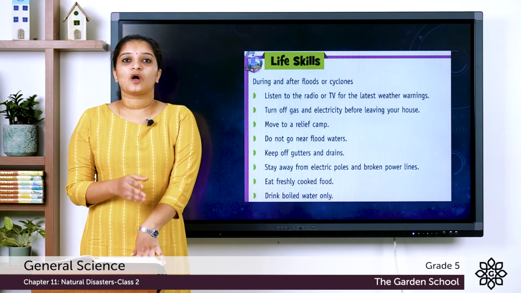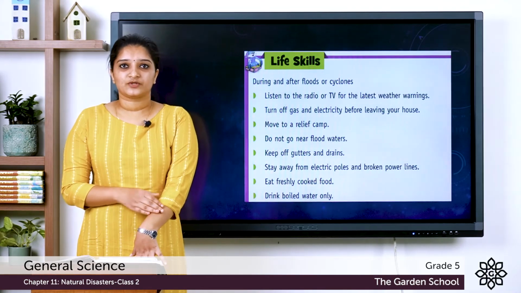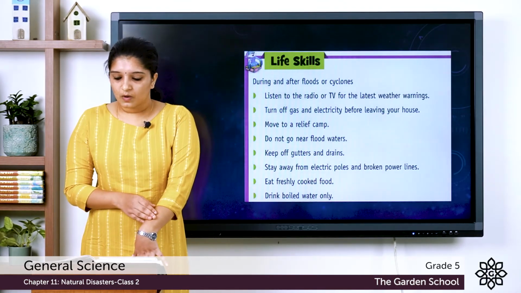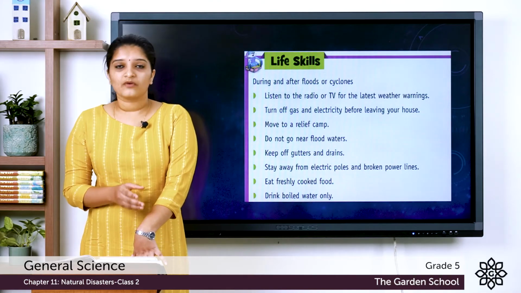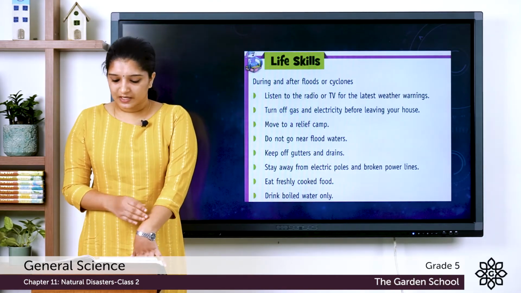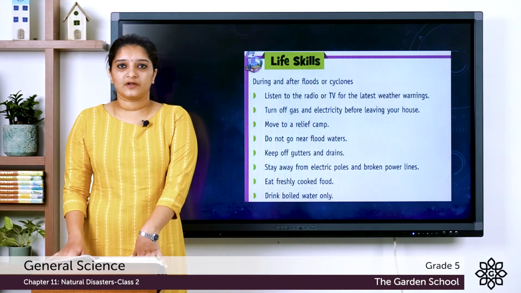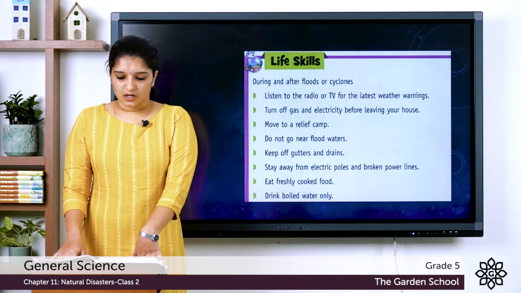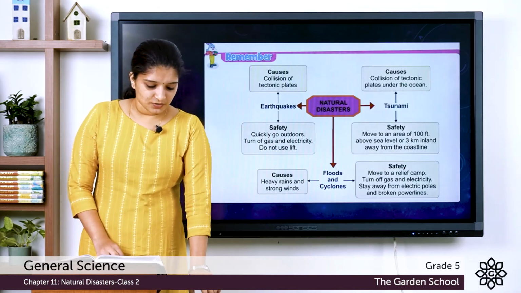So a flood is the overflow of water in a land that usually stays dry, and a cyclone is a severe storm with strong winds and heavy rains. Then we learned about the points to be noted whenever these floods and cyclones occur. Now let's have a quick revision of this chapter.